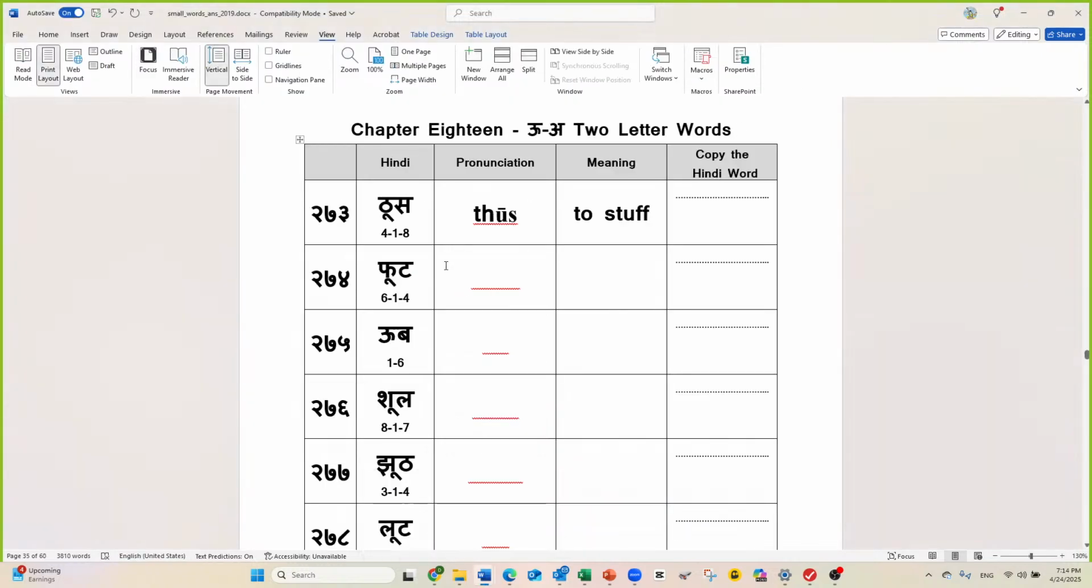Okay, tell me the next word. Foot. Foot is to break or crack something.